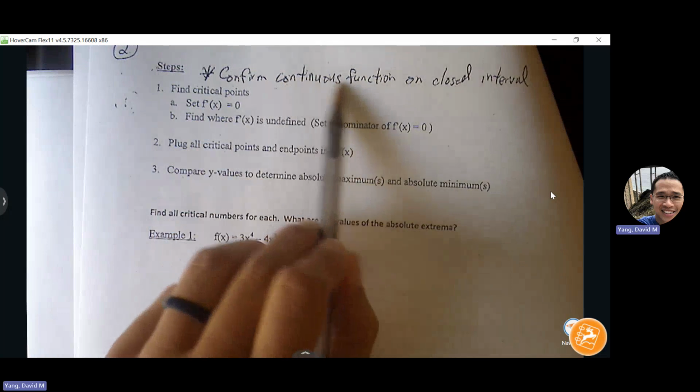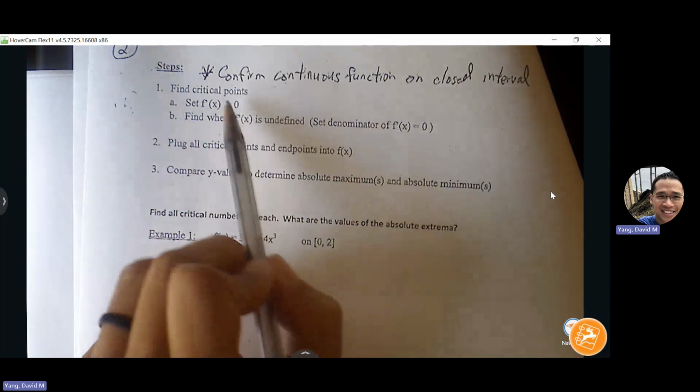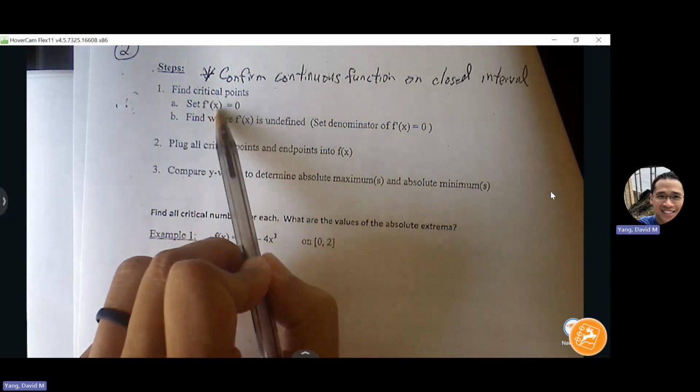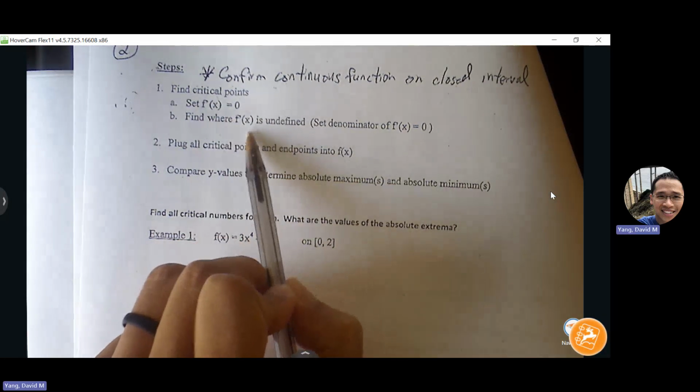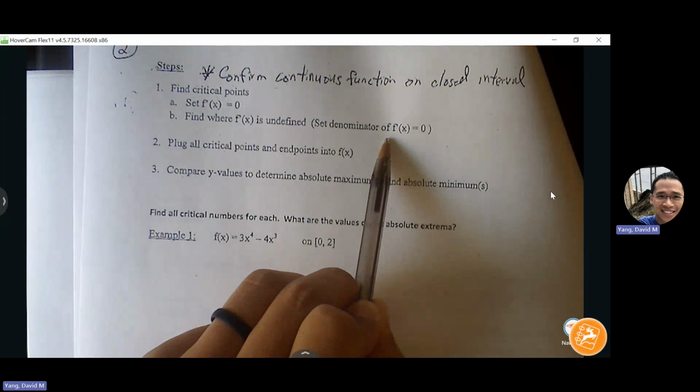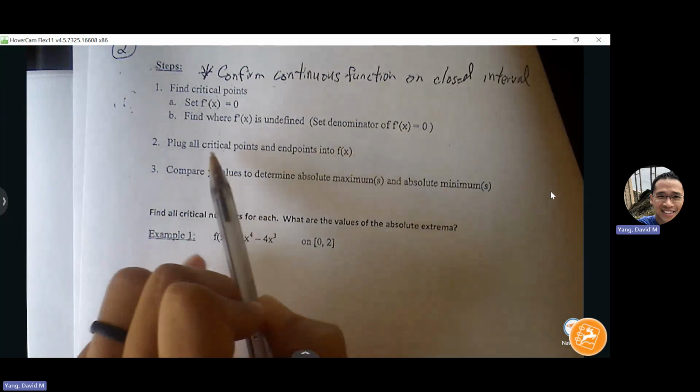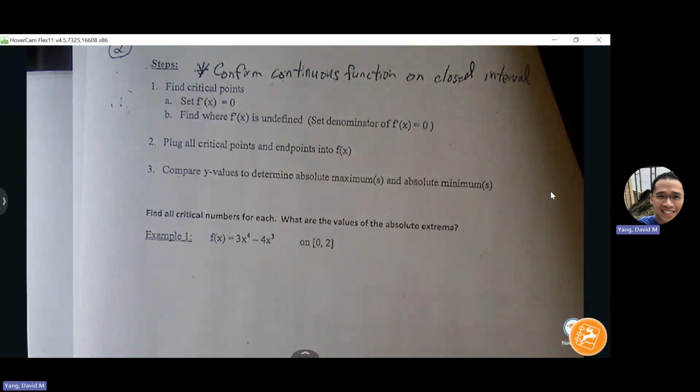Okay, so first we confirm our function is continuous on the closed interval. Then we find critical points. We always find f prime, then set f prime equal to 0. If there's a denominator, we also set the denominator of f prime equal to 0. Once we confirm that our critical points and endpoints are valid, we insert them back into the original function and compare the y values. The highest y value will be your absolute max. The lowest y value will be your absolute min.